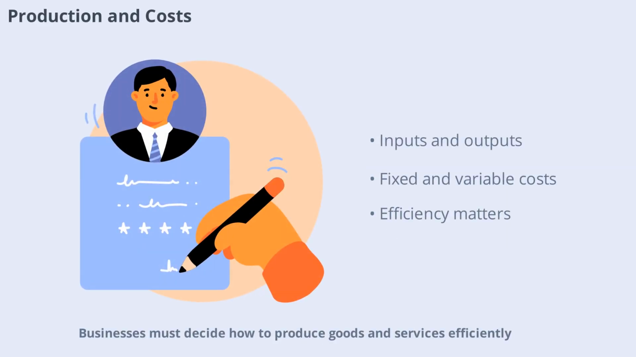It helps explain why people make the choices they do and how they respond to changes in prices or income. Businesses must decide how to produce goods and services efficiently. Production involves combining inputs like labor, capital, and raw materials to create outputs. The costs of production include both fixed costs, which don't change with output, and variable costs, which do. Understanding production and costs helps firms make decisions about pricing, output, and investment. It's also essential for analyzing how businesses compete in the marketplace.